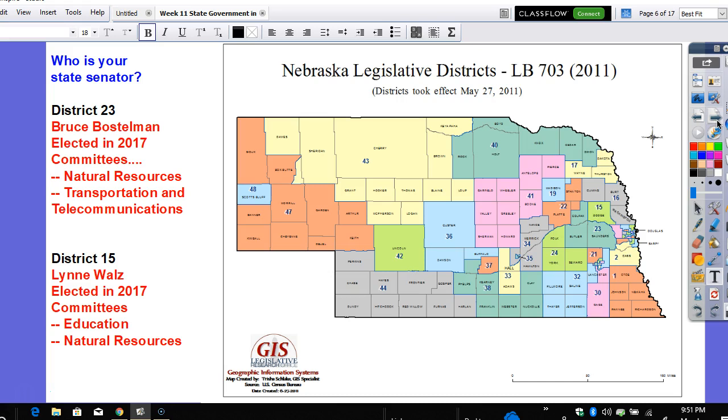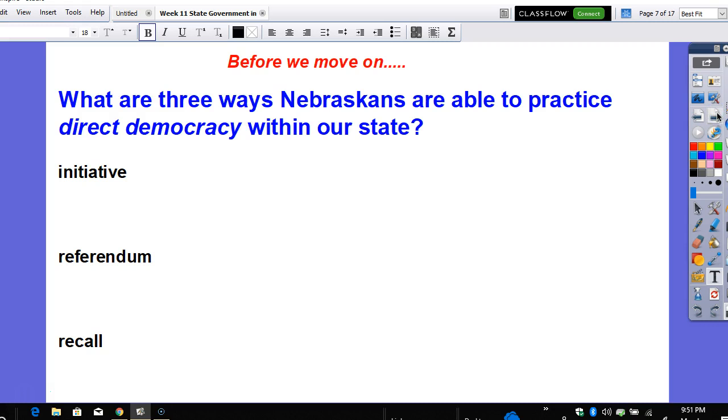Before we stop for the day with our discussion, we need to look at legislation that doesn't go through the legislature. Nebraska is, again, one of those states that's kind of unique. Here in Nebraska, we have 3 ways that you and I, just ordinary Nebraskans, can participate in our government. One of those ways is what we call an initiative. And an initiative is the making of a state law without the state legislature making the law.